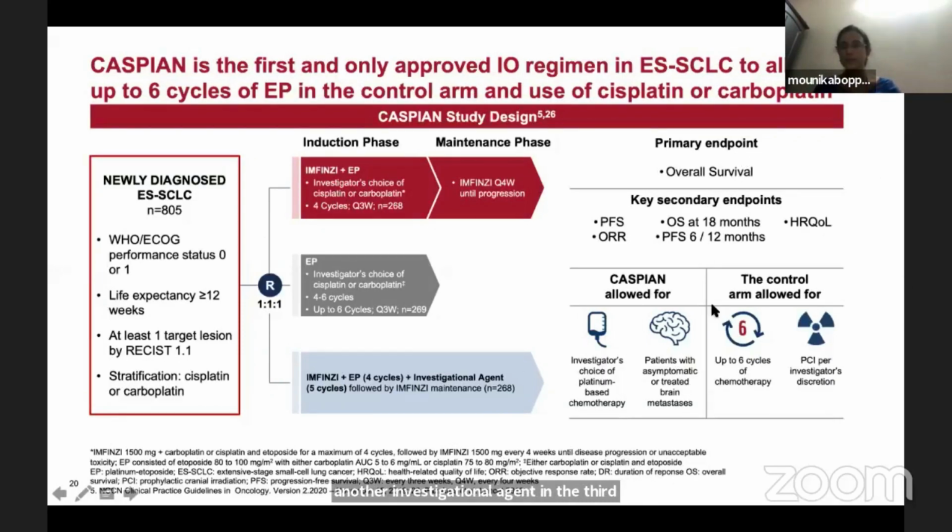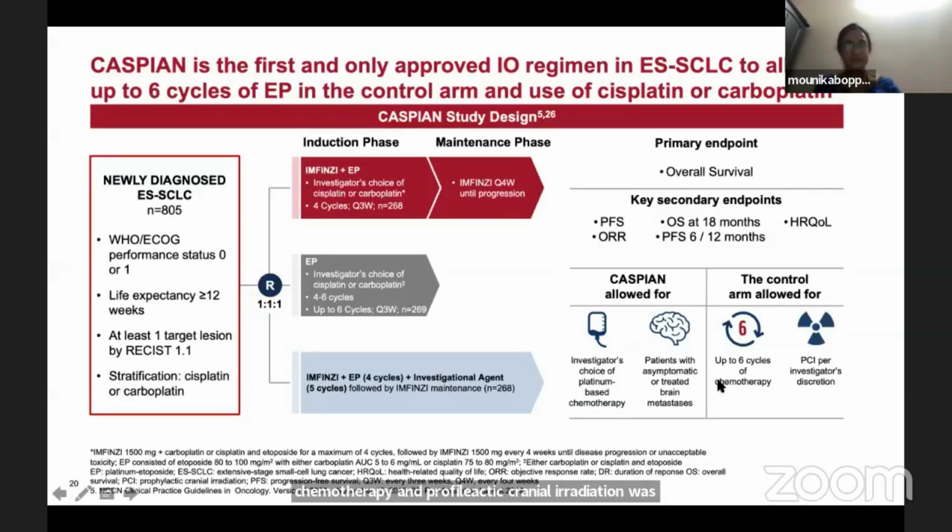The primary endpoint was overall survival. Key secondary endpoints were PFS, OS at 18 months, health-related quality of life, overall response rate, and PFS at 6 and 12 months. So the important thing to note here is that Caspian allowed for investigator's choice of platinum, either cisplatin or carboplatin. Patients with asymptomatic or treated brain metastasis were also included. The control arm allowed for up to 6 cycles of chemotherapy, and prophylactic cranial irradiation was also allowed as per the investigator's discretion.